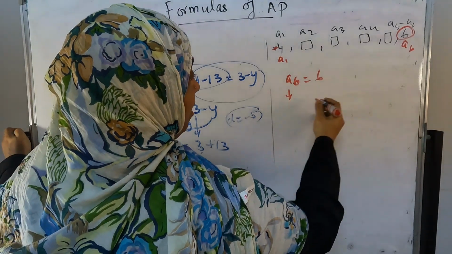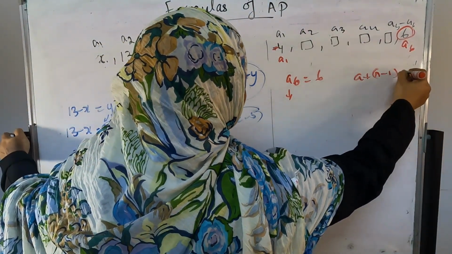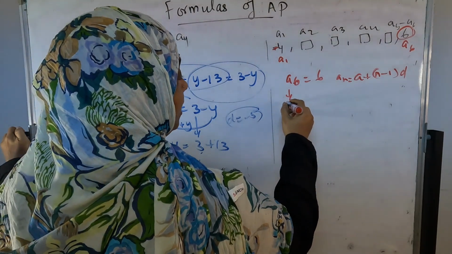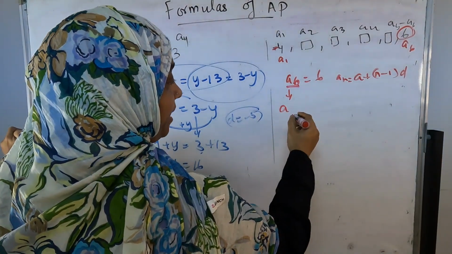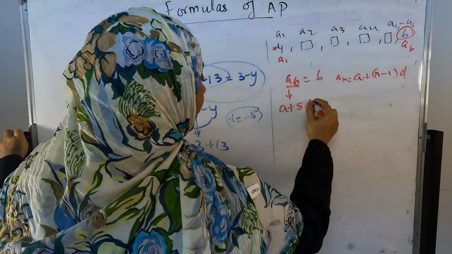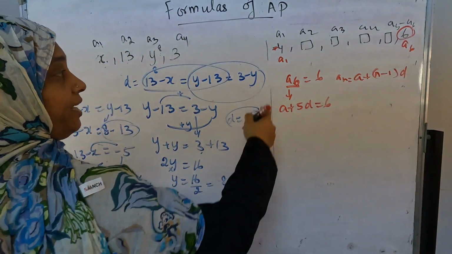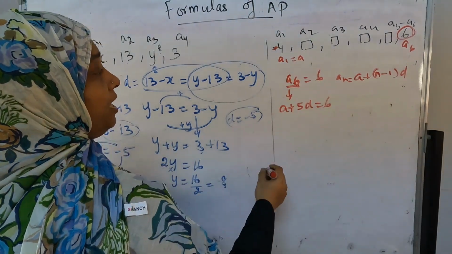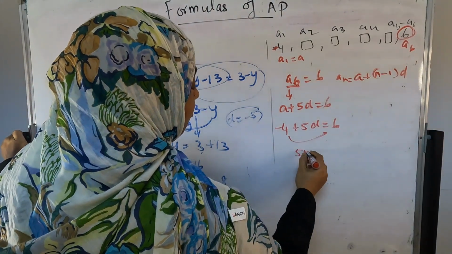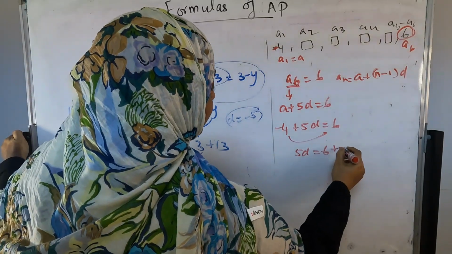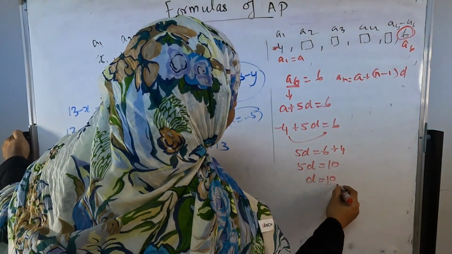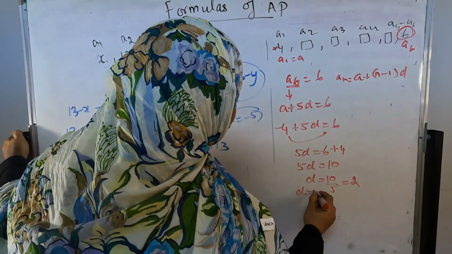And this is using the formula A plus n minus 1 into D. The nth term formula we will use. So A is what? This A6, how will we expand? A plus 6 minus 1. 6 minus 1 is what? 5. 5D equal to 6. So A is what here? This is only A. A1 only A. So A is minus 4, plus 5D equal to 6. So bring this on, 5D equal to 6 minus 4, coming this side is plus 4. So 5D is 10. So D is equal to 10 divided by 5, which is 2. D is 2.